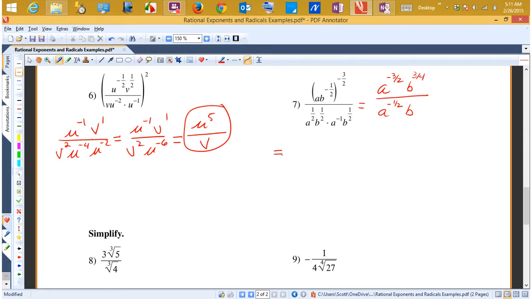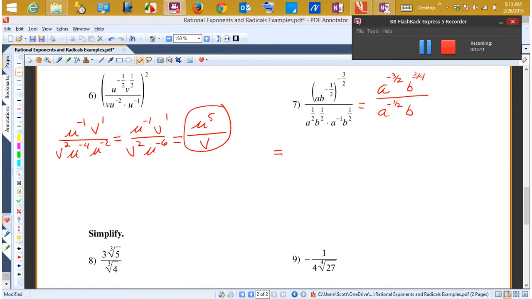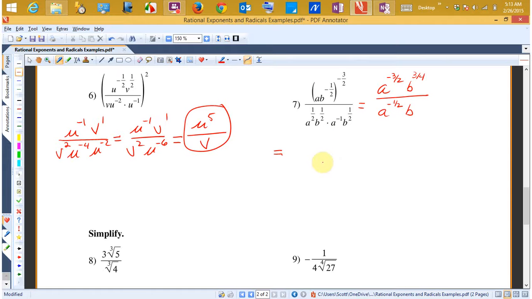Okay, so the next step would be to simplify the a's and the b's. So let's go ahead and simplify the a's. So the largest exponent is a to the negative 1/2. So what this is going to be is, for the a's, I'm going to have a to the negative 1/2. And if I subtract a negative 3/2, that would be plus 3/2. And that would all be in the denominator.